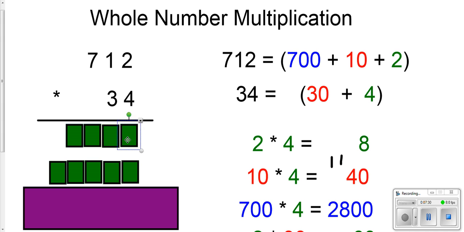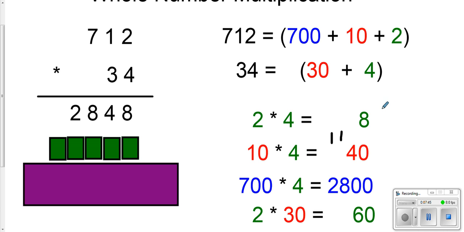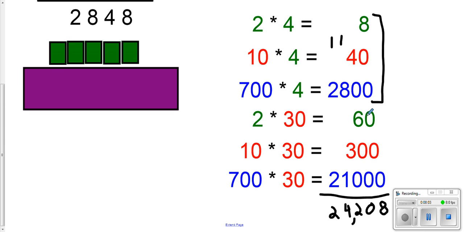2 times 4 makes that 8. 1 times 4 makes a 4. 7 times 4 makes 28. Notice, 2,848, that's the same as we got if we just added these ones. 7, 10, and 2, all with the 4. 7, 1, 2, all with the 4. 2,848. Okay?